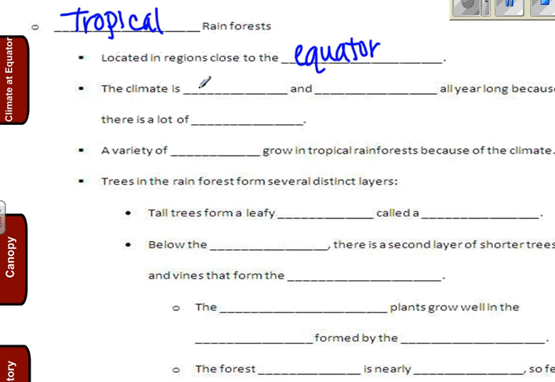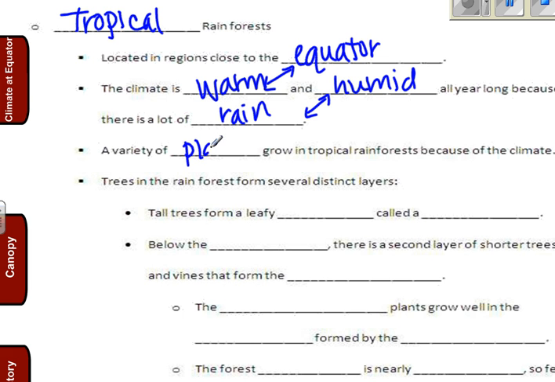So that means that the climate is warm and humid all year because there's a lot of rain and that's what causes the humidity. We know it's warm because of the equator, because it's getting 12 hours of sun every day, and it's humid because humidity measures the amount of water that's in the air. There's also a variety of plants that grow in the tropical rainforest because of the climate.